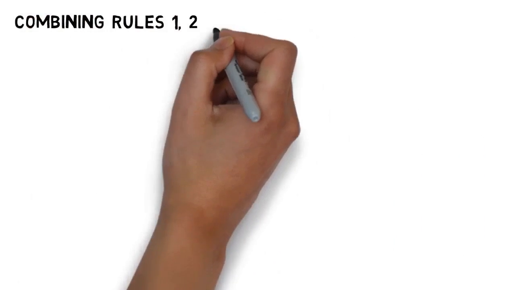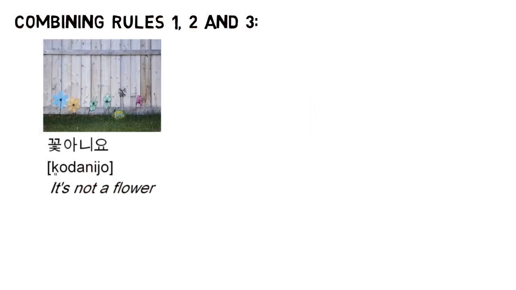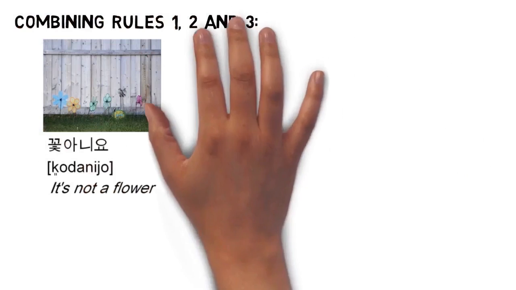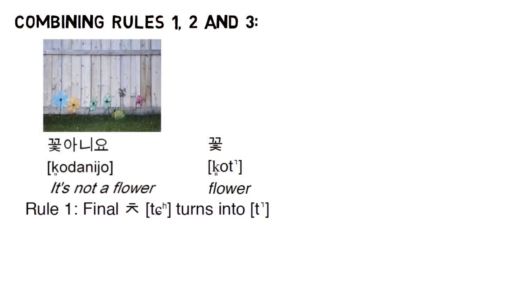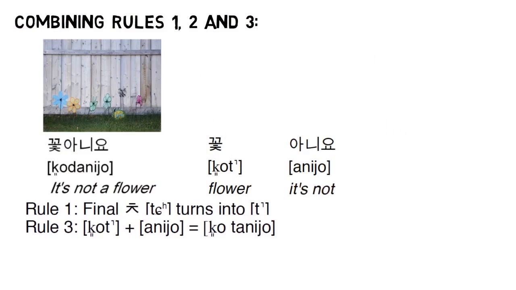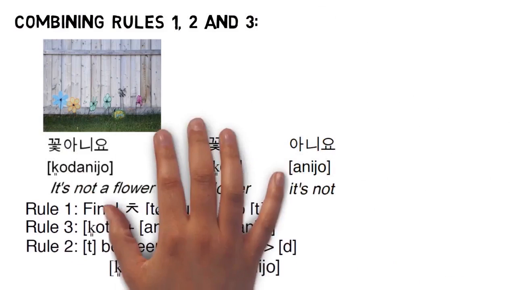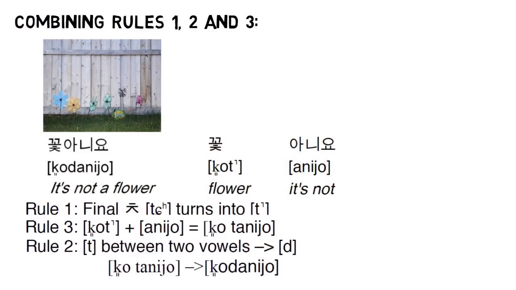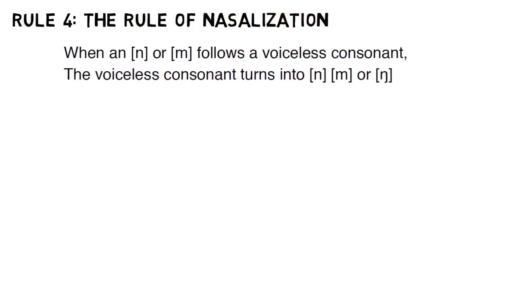We then stuck all those rules together to figure out 꽃 아니요, flower turned into 꽃, ending in an unreleased T due to Rule 1. Then Rule 3, consonant relinking, told us to stick that T at the beginning of the next syllable, giving us 다니요. And then since that T was now in between two vowels, Rule 2 voiced it, giving us 꽃 아니요.